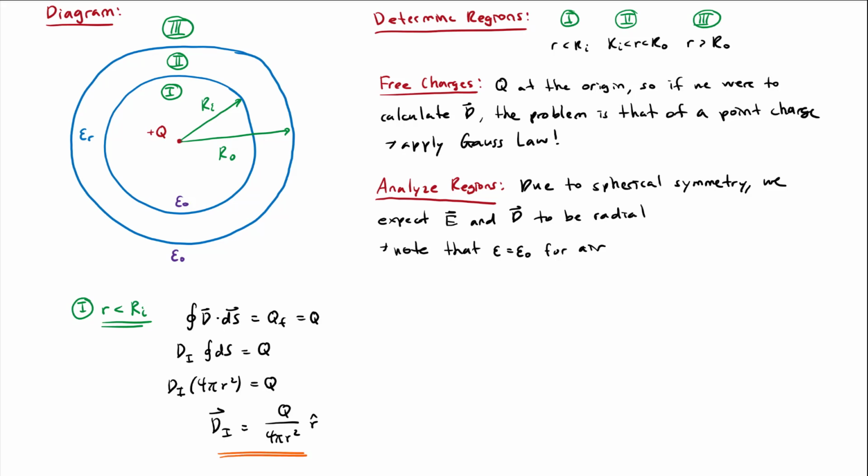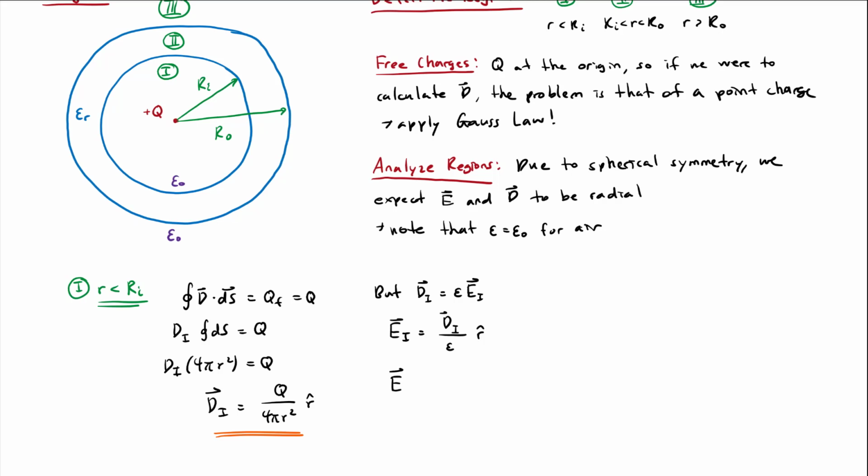So we figured out D1. Once we have D1, is there an easy way to figure out something else? We take a look at the equations that we've learned before, and we know that D, the electric flux density, is equal to epsilon times the electric field in that same region. So I can simply solve for the electric field within that region. So we have D1 over epsilon, r hat. But now I want to take a look at what the absolute permittivity is. The absolute permittivity in air is simply epsilon naught, that of free space. So E1 is equal to Q over 4 pi r squared epsilon naught.